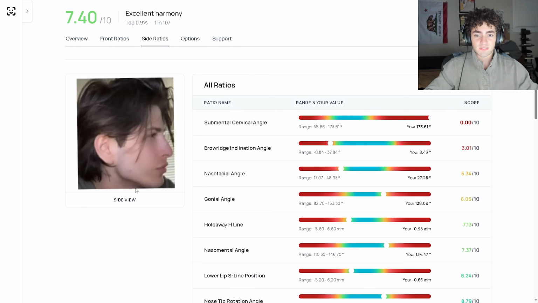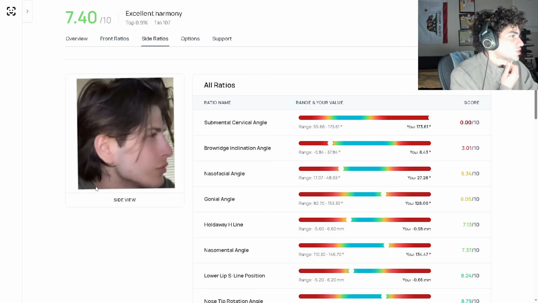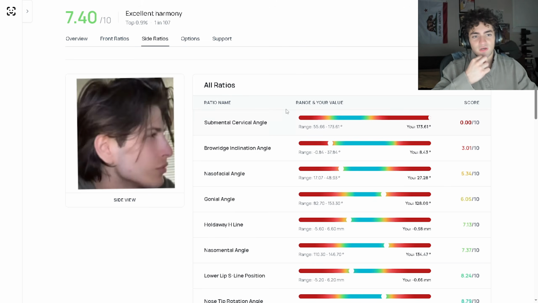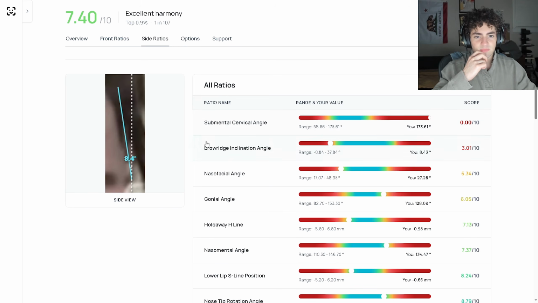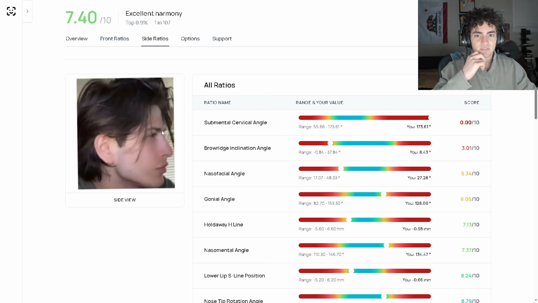Pretty bad picture, I'd say, but still, you can see that he has like a chicken gizzard for a submental over here. So yeah, it's messing him up with this right here. Brow ridge inclination angle. It's a bit too steep, actually. Yeah, it is steep.